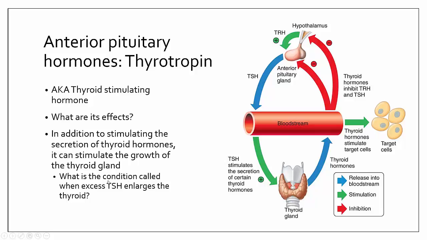Question I have here is, what is the condition called when excess TSH enlarges the thyroid? So that is another effect of TSH on the thyroid, is that it causes growth of the thyroid gland. It actually makes it bigger. So the effect of TSH on the thyroid is to stimulate thyroid hormones and cause the growth of the thyroid gland. If you have excess TSH, if this negative feedback loop is broken for some reason, then that thyroid gland will keep getting stimulated over and over and grow and grow and grow, and what you end up with is something called a goiter, which is an enlarged thyroid gland in the neck.